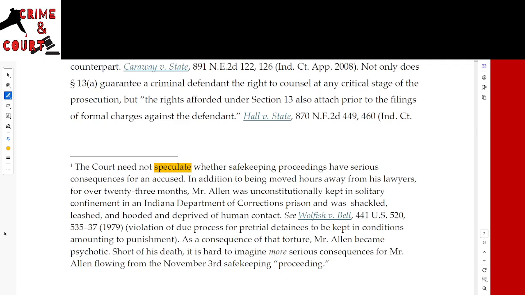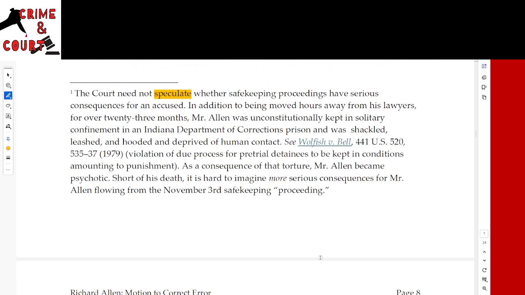In addition to being moved hours away from his lawyers for over 23 months, Mr. Allen was unconstitutionally kept in solitary confinement in an Indiana Department of Corrections prison and was shackled, leashed, and hooded and deprived of human contact. It is a violation of due process for pretrial detainees to be kept in conditions amounting to punishment. As a consequence of that torture, Mr. Allen became psychotic short of his death. It is hard to imagine more serious consequences for Mr. Allen flowing from the November 3rd safekeeping proceeding.